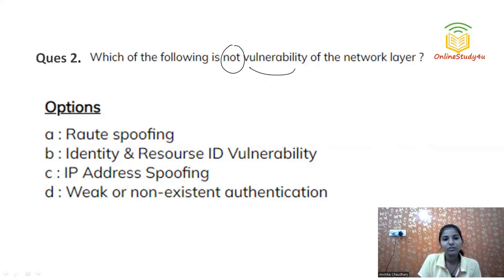First of all, route spoofing. This is a technique used by hackers to access your data in an unauthorized way. So this is a technique generally used by hackers to access your data in an unauthorized way. So this is a kind of vulnerability. Yes, it is. Then identity and resource ID vulnerability. What is identity and resource ID vulnerability? It's a security flaw when identities are manipulated without authorization, when identities are fake. So this is a kind of vulnerability again.